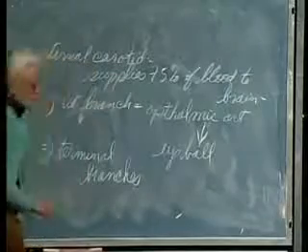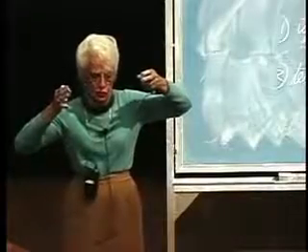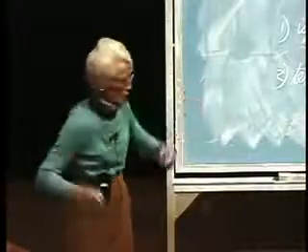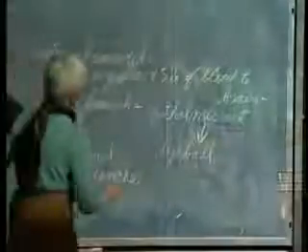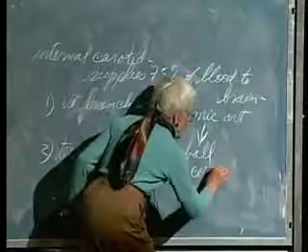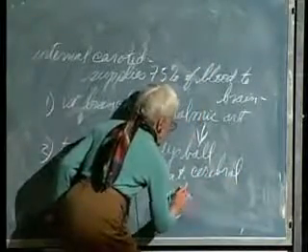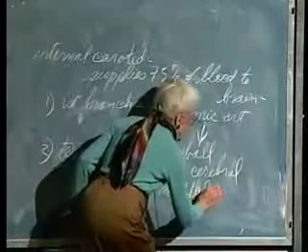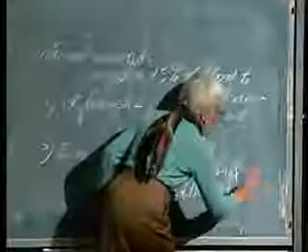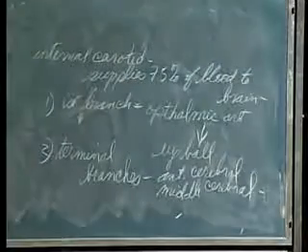Anybody know the terminal branches? Going to supply your cerebral hemispheres. The anterior cerebral and the middle cerebral. So we can show how much of your cerebral hemispheres are supplied by these two arteries.